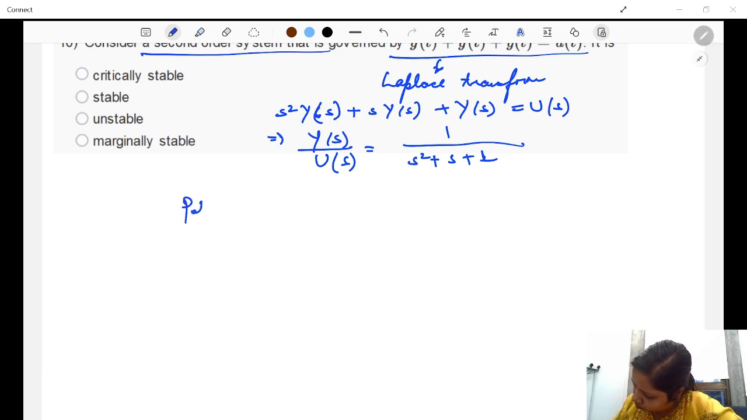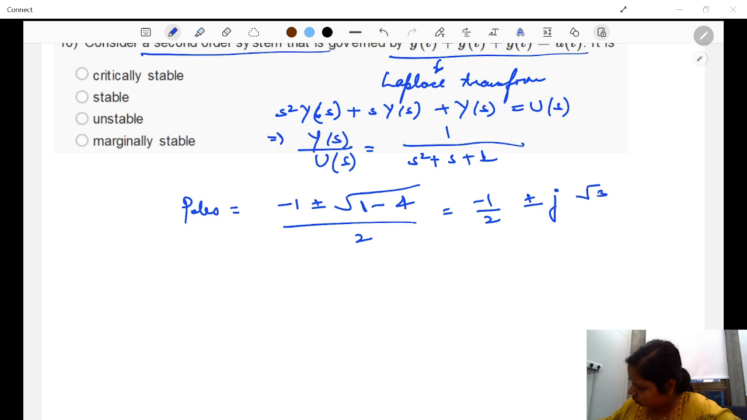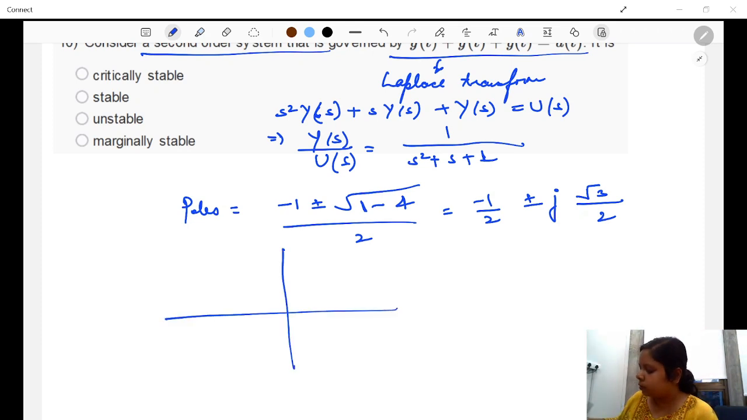So what would be the poles of the system? Minus 1 plus minus under root b square minus 4ac by 2. It would be minus 1 by 2 plus minus j root 3 by 2. Right? So these are the poles of the system.